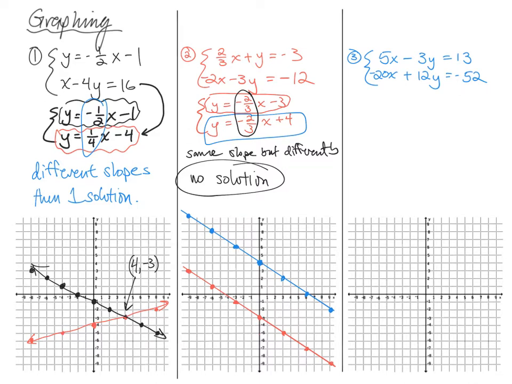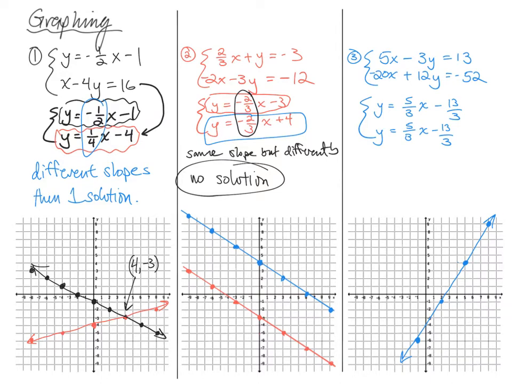Now this last example over here should not take too long. When you solve for y in the top equation, you end up with y equals 5/3 x minus 13/3. Guess what? When you solve the bottom equation for y, you're going to get y equals 5/3 x minus 13/3. So here's the graph of that. In fact, that is the graph of both of those lines.